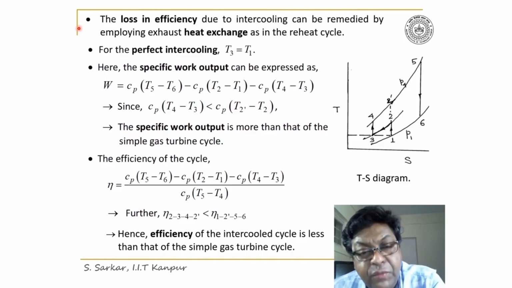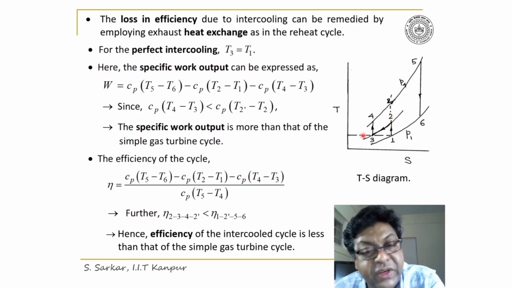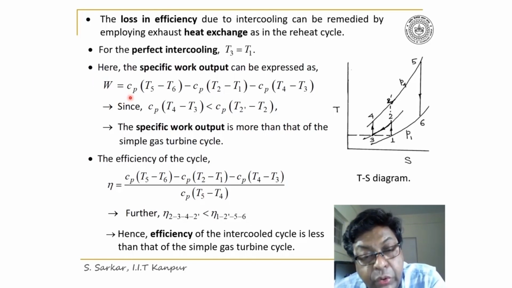Furthermore, for perfect intercooling, we can say T3 is equal to T1. That means after compression, it is cooled again to the same temperature at constant pressure. Now, the specific work output can be expressed as W is equal to turbine work minus two compressor works: Cp into (T5 minus T6) minus Cp into (T2 minus T1) minus Cp into (T4 minus T3).